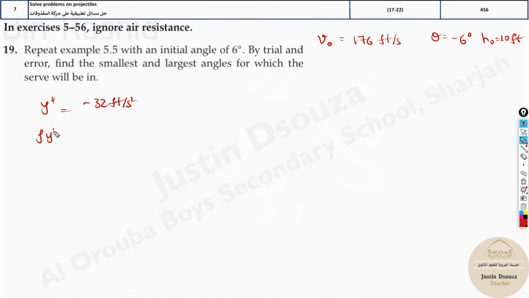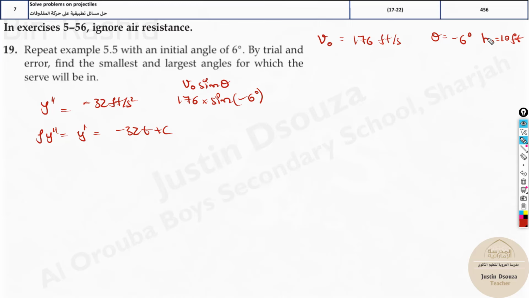Now integrate this. You will get y dash, that is the velocity. It will be minus 32t plus c. Now don't forget how we find the c value. The c value here is v naught sine theta. What is v naught? We have to take the same value. Over here it's given: 176 times sine. Now don't forget it's negative 6 degrees.